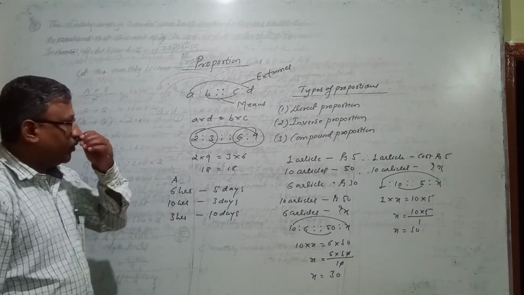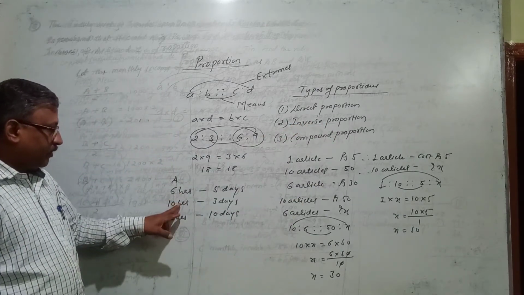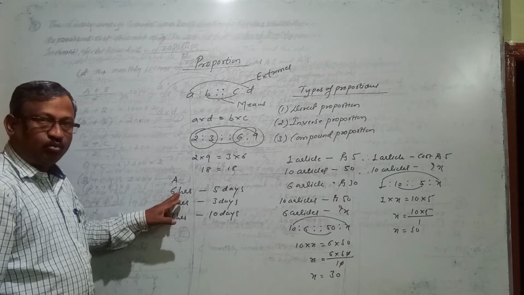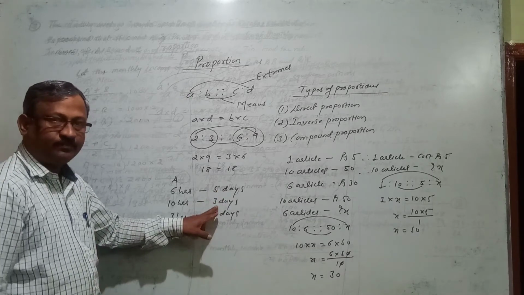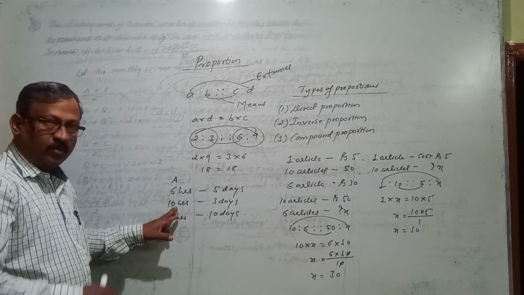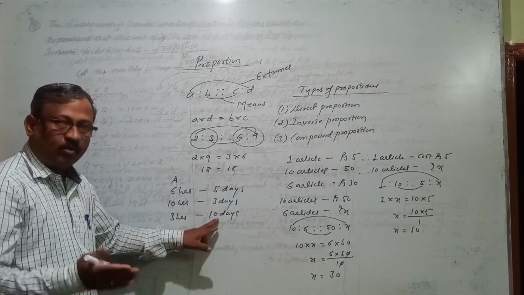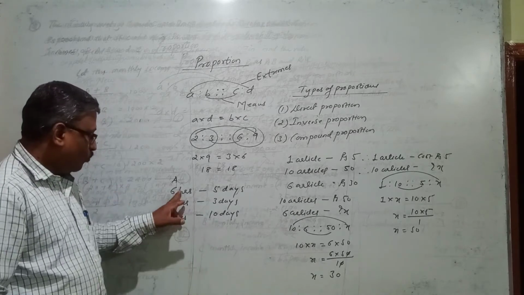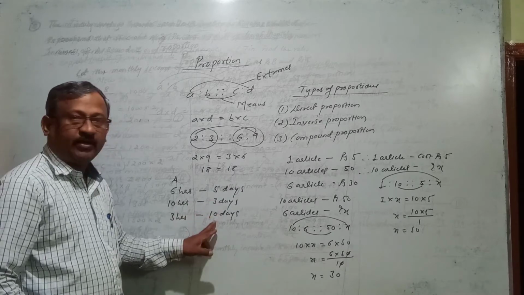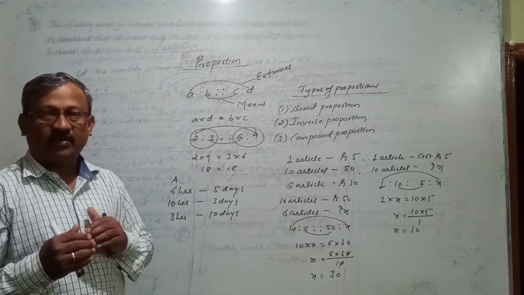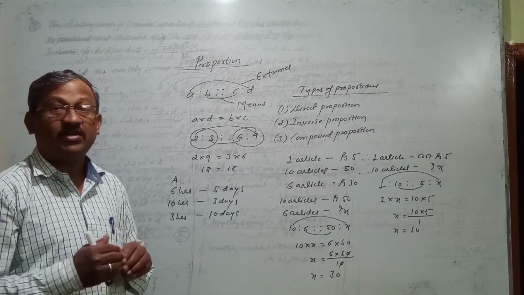Just to know how to realize whether it is inverse or direct. If we observe here, as the number of hours to do the work increases, the number of days required to do the work decreases. And as the number of hours decreases, the number of days required to complete the work increases. Means when one increases, the other decreases, or when one decreases, the other increases. Then it is said to be inverse proportion.